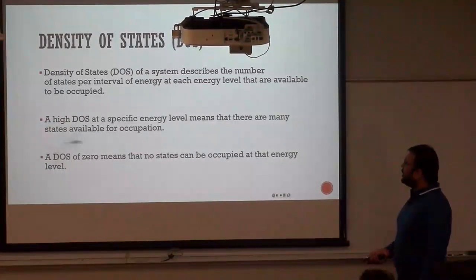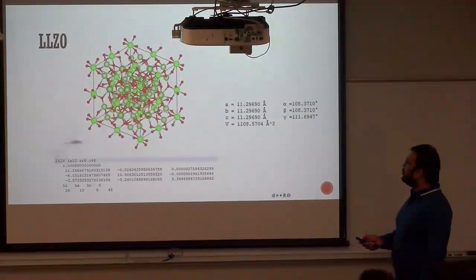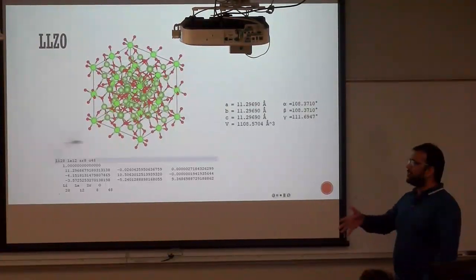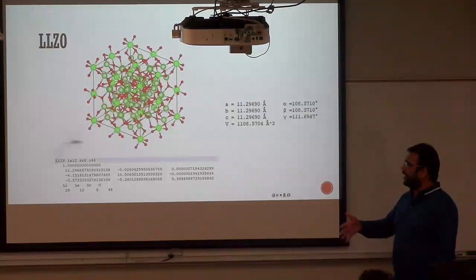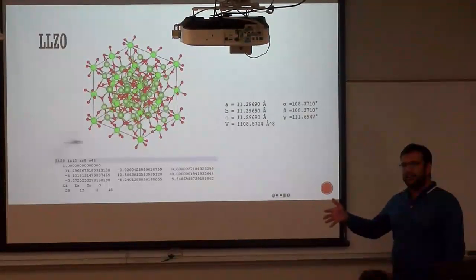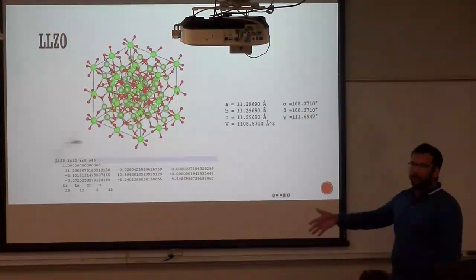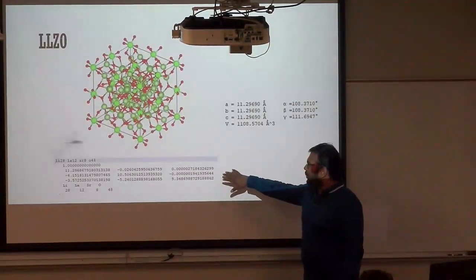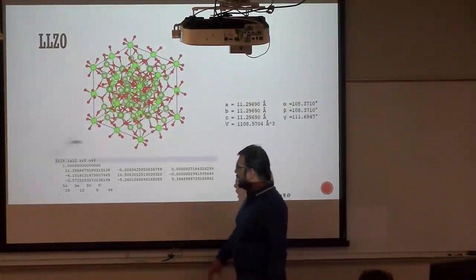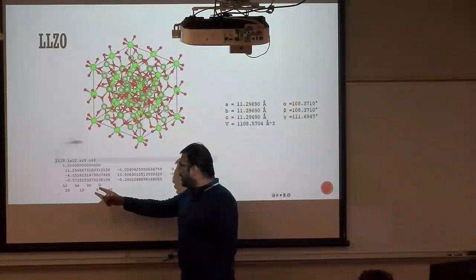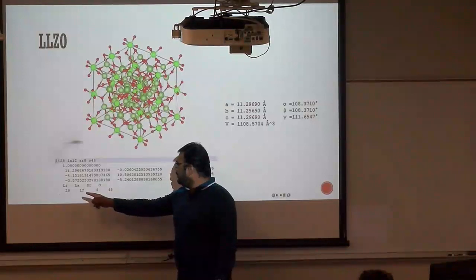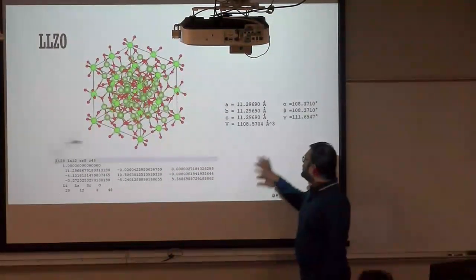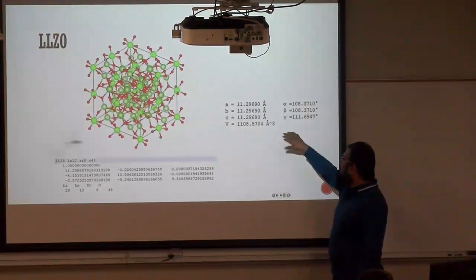For calculating the density of state, I have used this material. This material is called LLZO: the first L represents lithium, the second L represents lanthanum, Z represents zirconium, and O represents oxygen. This is a screenshot of the POSCAR file. As we can see, in this structure we have 28 lithium, 12 lanthanum, 8 zirconium, and 48 oxygen. And this is the basic unit cell information.